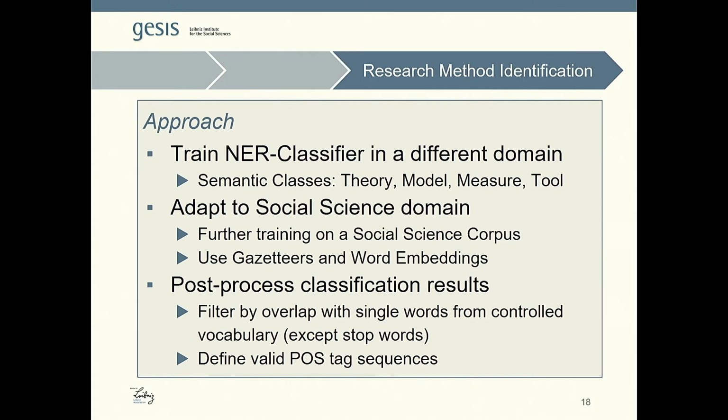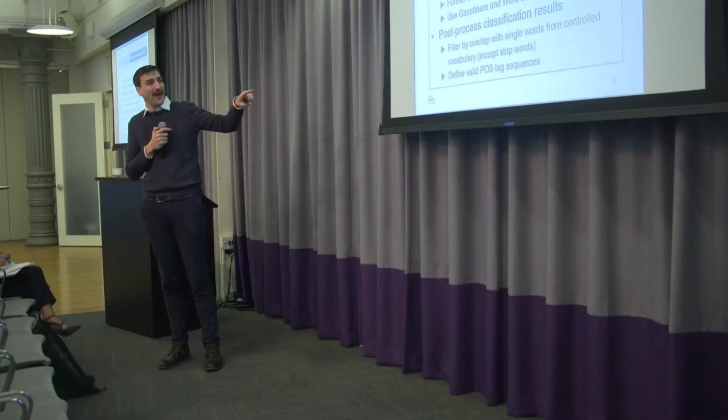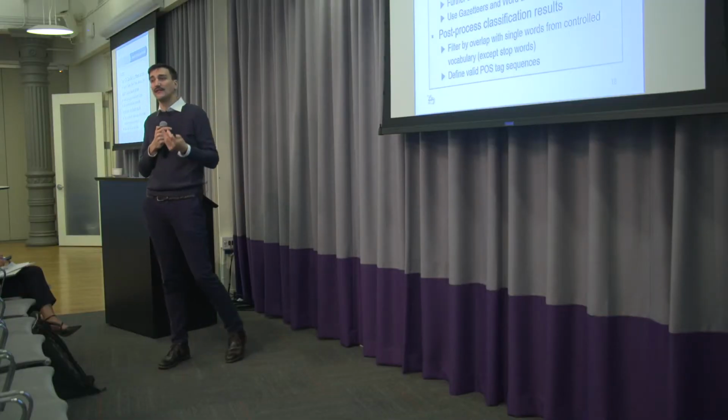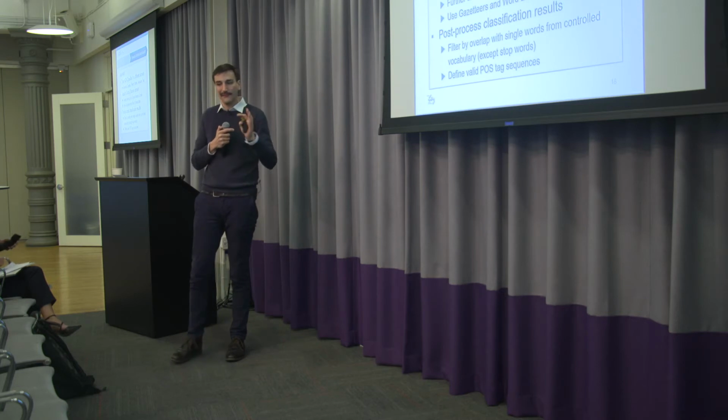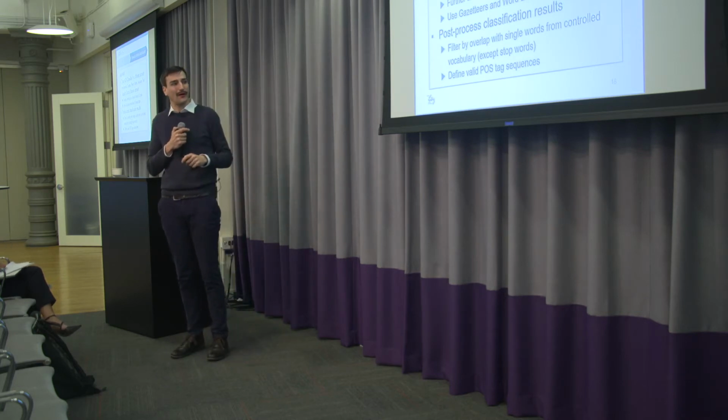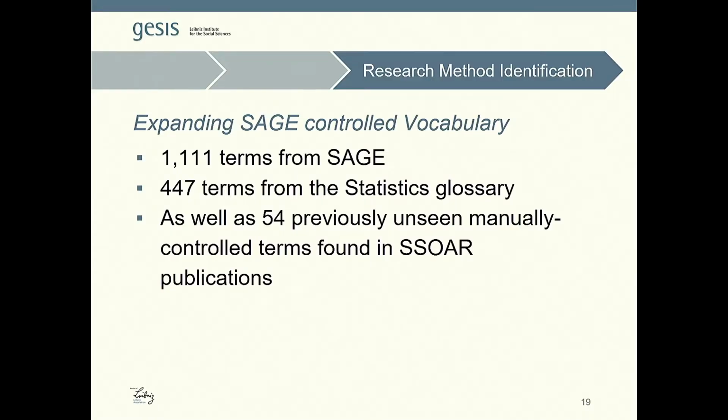I will talk to this on the next slide. And we did a post-processing to enhance the precision and say, okay, it has to be an overlap between our controlled vocabulary and the results from our classification. So what we were using as a starting point was the given vocabulary from SAGE, expanded by a statistics glossary and also 54 further, not seen, manually controlled terms from our SSOAR corpus.